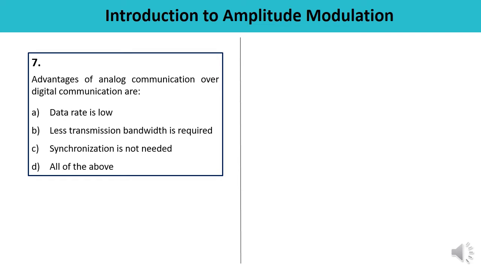Next question: advantages of analog communication over digital communication are. See, the question is reversed. Most of the time you have explained the advantages of digital communication over analog: data rate is high, transmission bandwidth more required, synchronization is required. Here, because we are talking about the advantages of analog communication, synchronization is not required, data rate is low in comparison to digital, and transmission bandwidth is less required. So D is the correct answer.